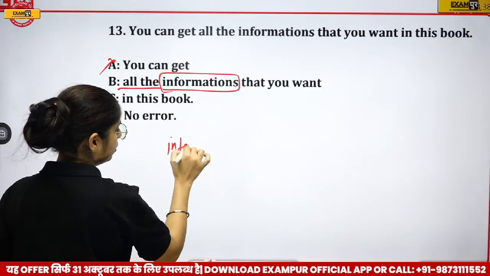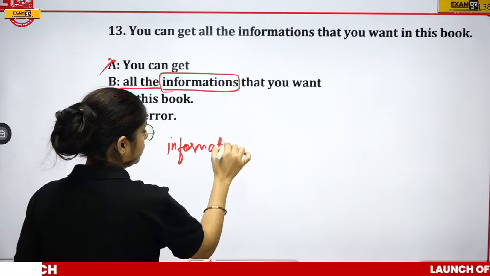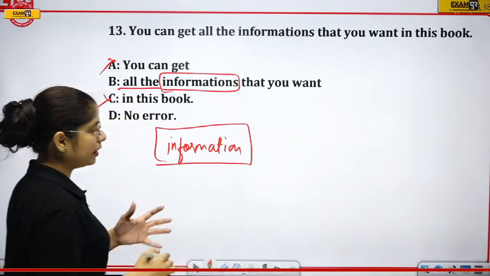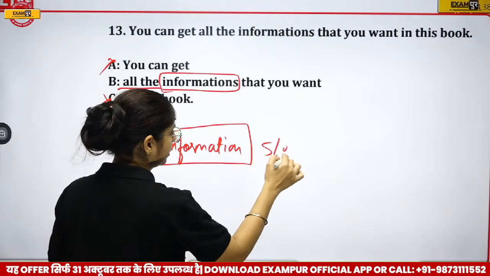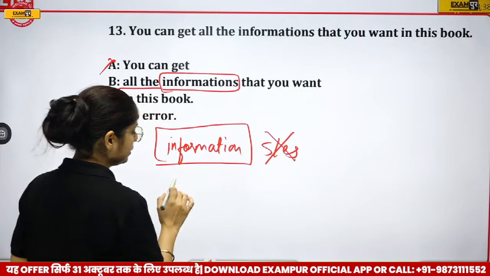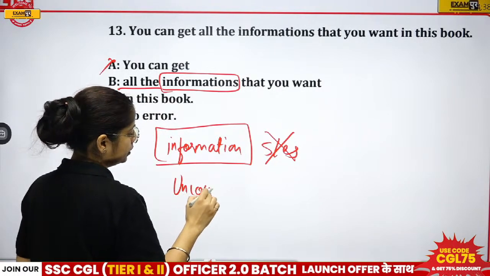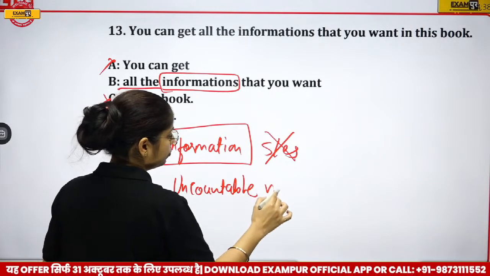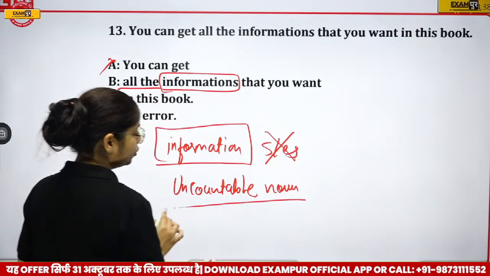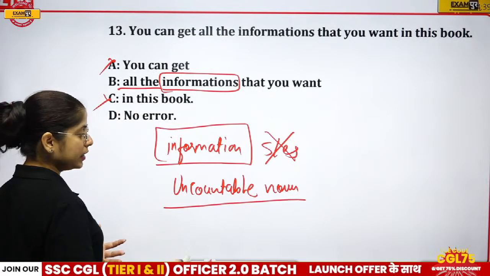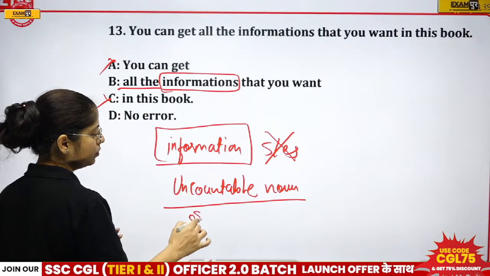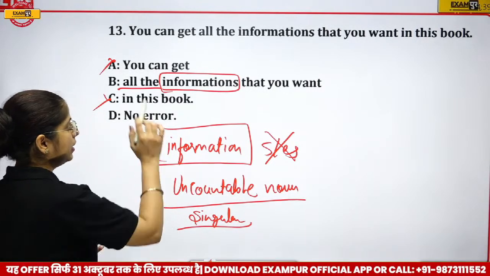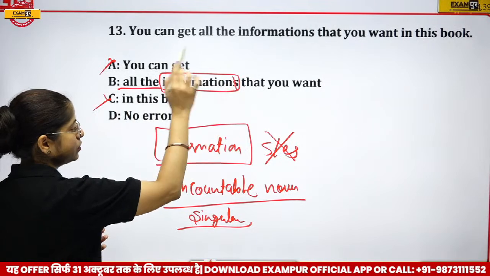Information is a noun which is always uncountable. If this is uncountable, this can never be made plural by adding s or es. With an uncountable noun, we do not use any s or es to make it plural. This is always known as singular only. This can't be made plural. And here the s was wrong, all the information.